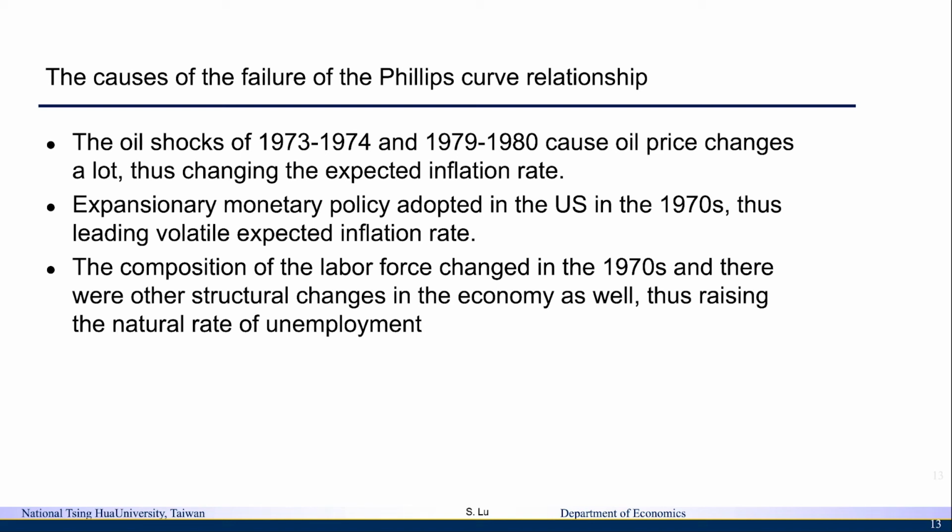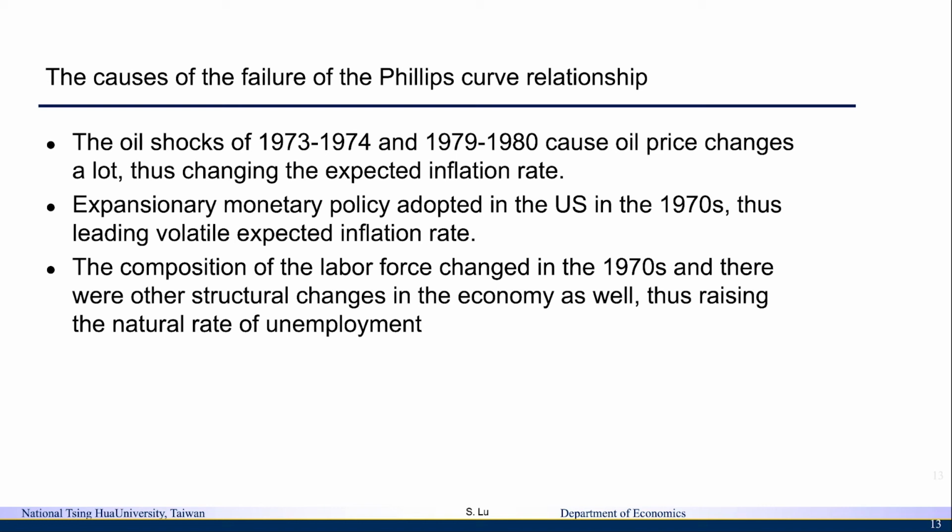Another reason why the Phillips curve relationship failed after the 1970s is because of the expansionary monetary policy adopted in the US. Because of that, it leads to a more volatile expected inflation rate. Therefore, again, it shifts the Phillips curve to the right.